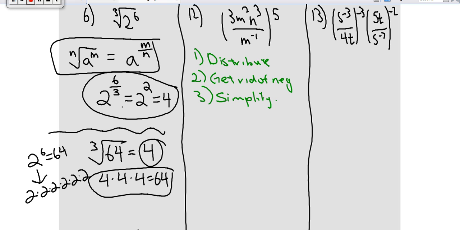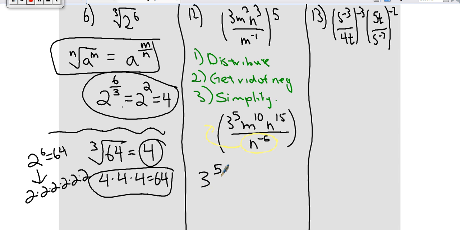So let's do that. First, we're going to use rule number 1. We're going to do the first thing, which is to distribute. So that's 3 to the 5th, m to the 10th, n to the 15th, over n to the negative 5. Next, I'm going to get rid of the negative exponent. So I'm going to circle n to the negative 5th power and move that to the top. When I rewrite that, I get 3 to the power of 5, m to the 10, n to the 15, and n to the 5.